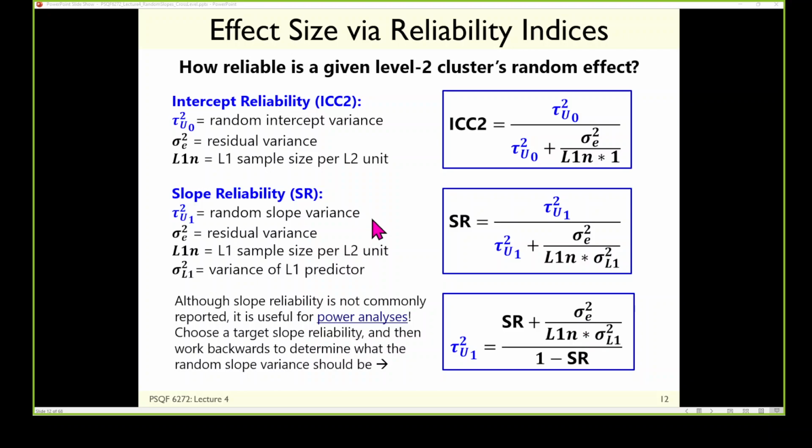And also meta-analysis. Yes, if you wanted to somehow combine estimates of slope variances from different things, I guess you could do that by converting it to reliability. I haven't seen that before, but it seems like a thing that one could do.